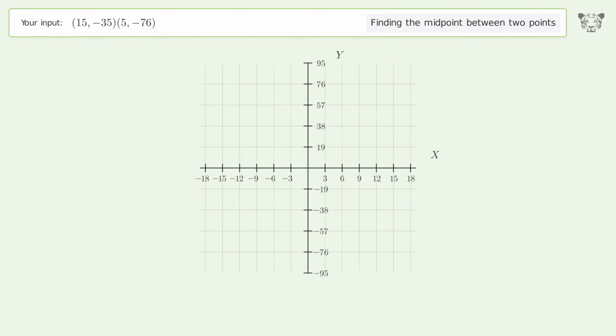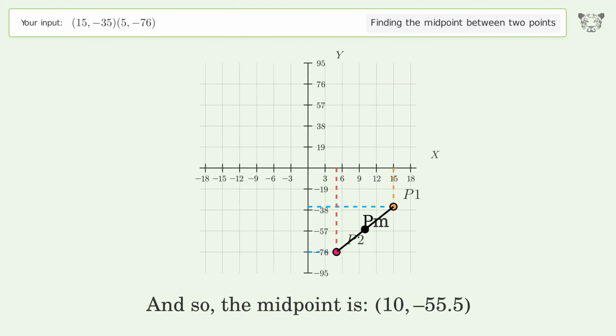And so, the midpoint is 10, negative 55.5.